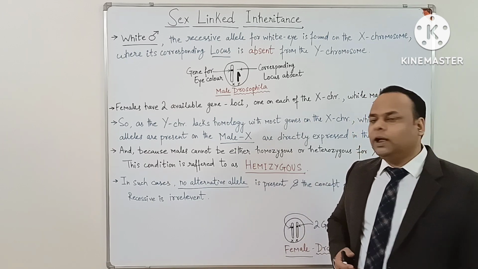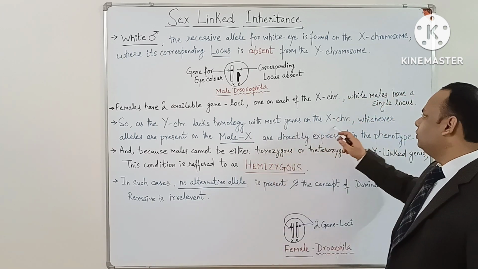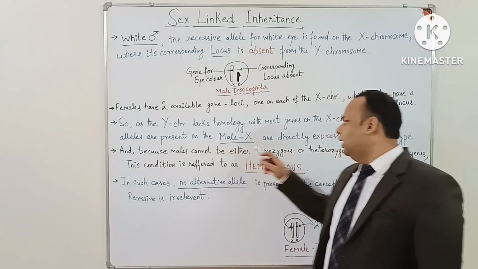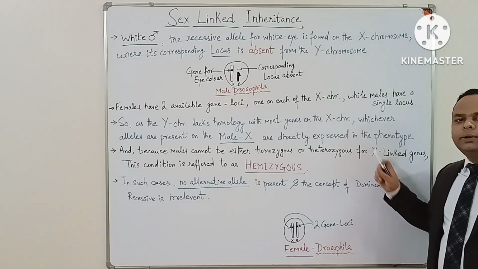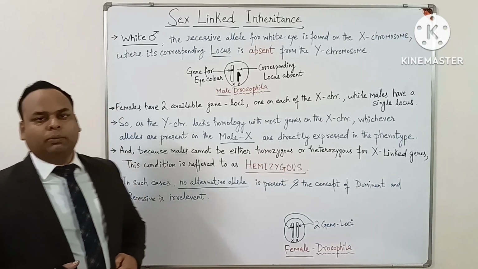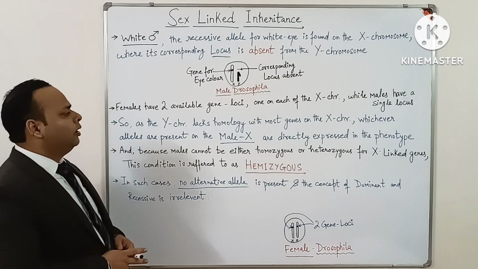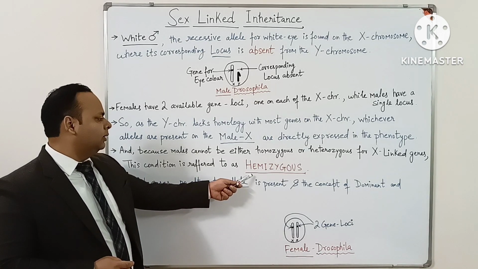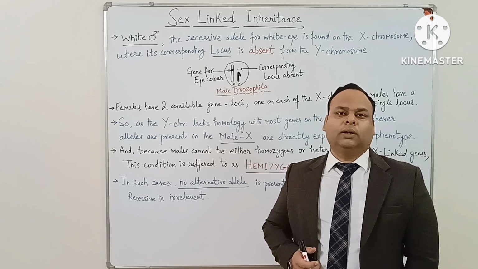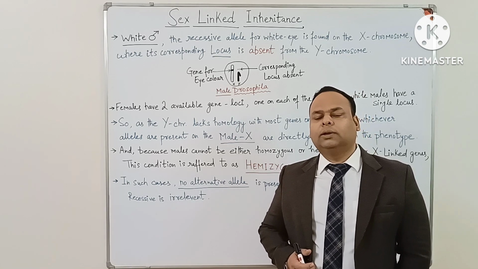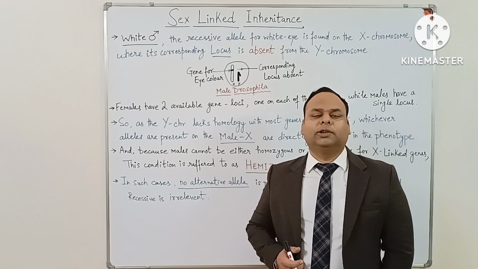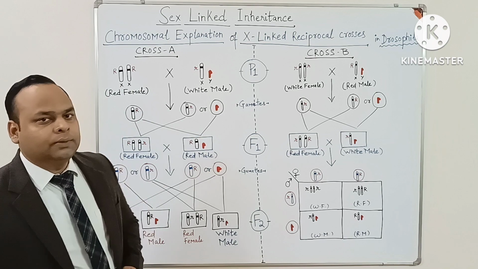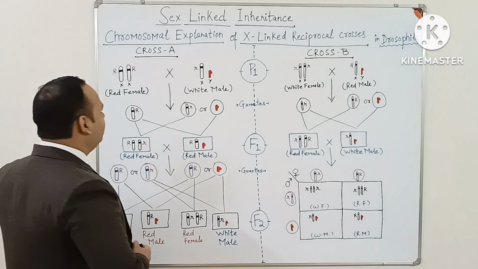As the Y chromosome lacks homology with most of the genes on the X chromosome, whichever alleles are present on the male X are directly expressed in the phenotype. And because the males cannot be homozygous or heterozygous for X-linked genes, this condition is known as hemizygous. In such cases, as no alternative alleles are present, the concept of dominant and recessive is irrelevant. Let's see the chromosomal explanation of the reciprocal crosses observed by Morgan.